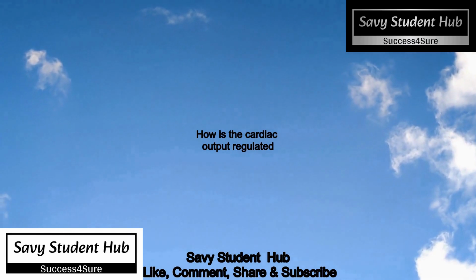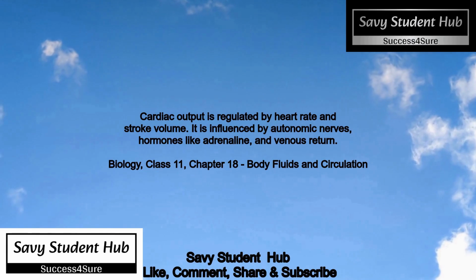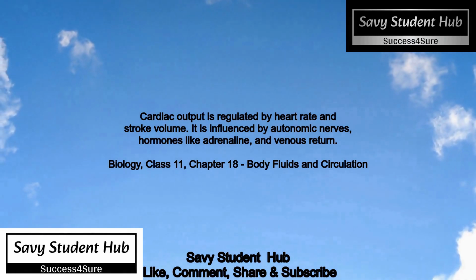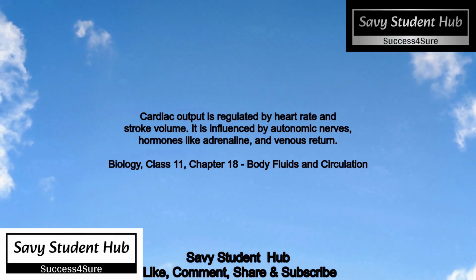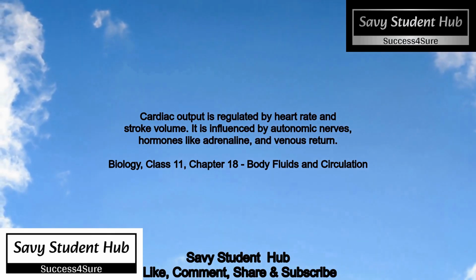How is the cardiac output regulated? Cardiac output is regulated by heart rate and stroke volume. It is influenced by autonomic nerves, hormones like adrenaline, and venous return.